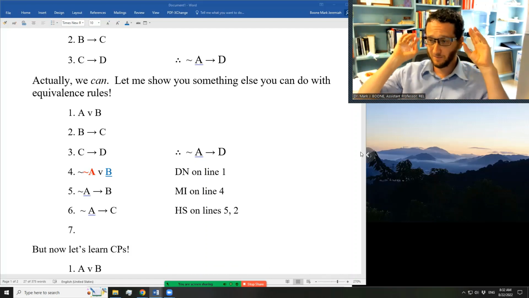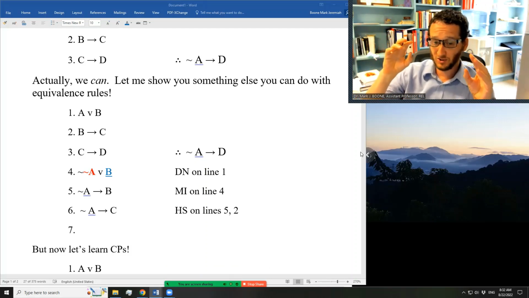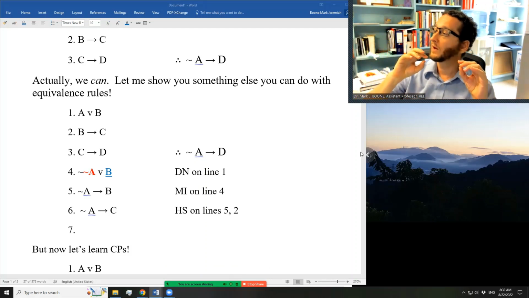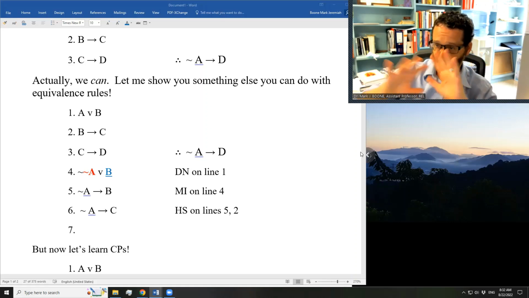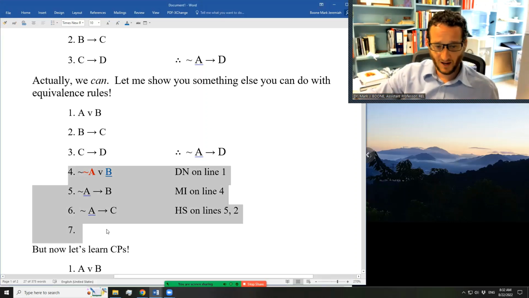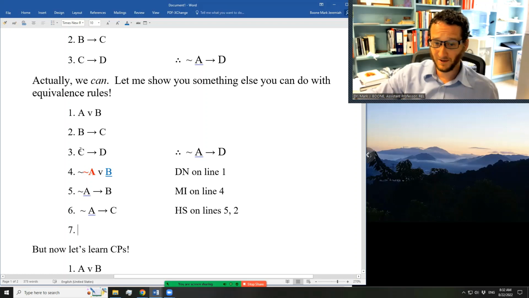What I was saying is the premises for each step of a proof and the conclusion of that step of the proof fit the pattern of the rule. There, that's all. So now let's do one more hypothetical syllogism.